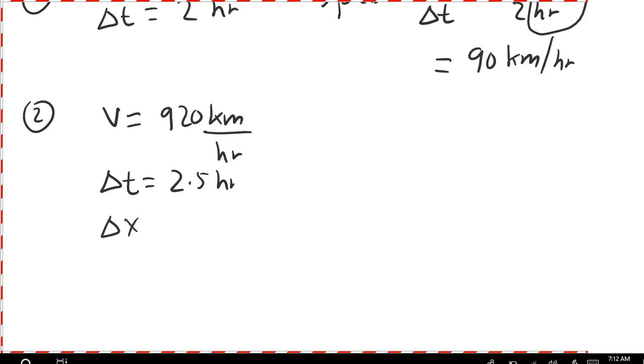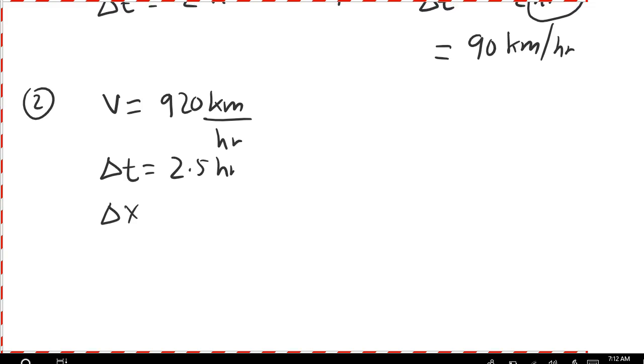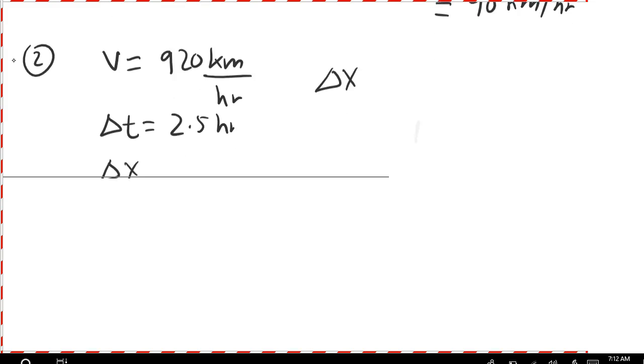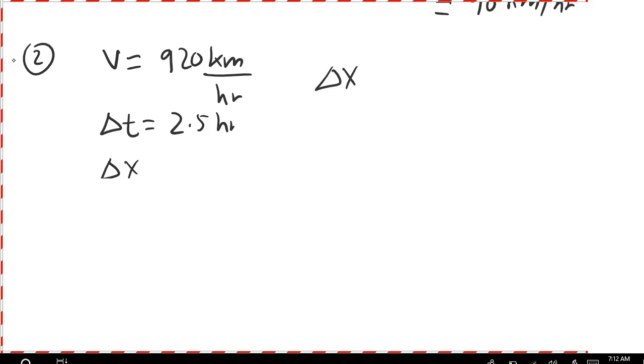This is an algebra problem. Maybe you guys aren't at this point yet, but in order to find delta x, you need to remember this equation: delta x equals the speed times delta t.